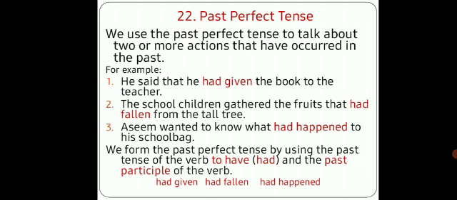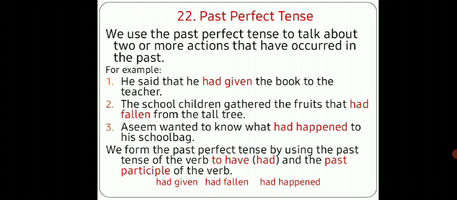Asim wanted what? What had happened to his school bag? All right, so you can see here two tenses being used. One is in the simple form, and the other one in the past perfect form. We form the past perfect tense by using the past tense of the verb to have. The past perfect form of to have is had.